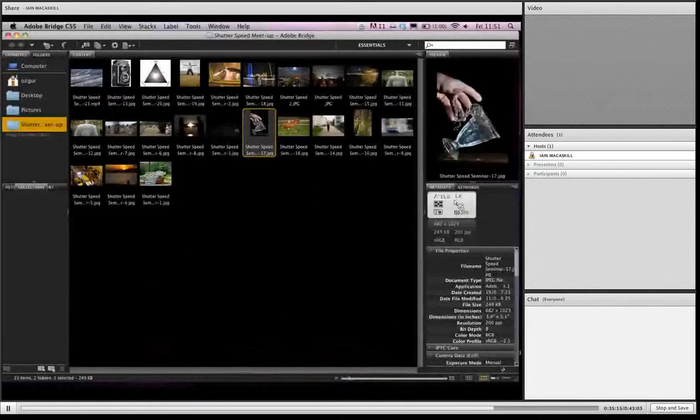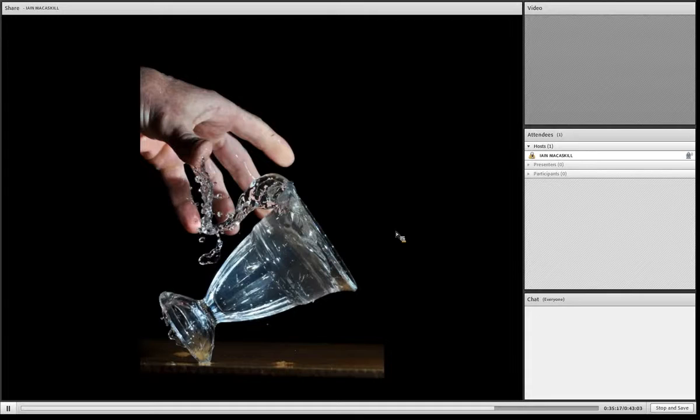So the camera was on a tripod, the exposure had been started, and the glass was dropped on the table, and as soon as the glass hit the table, the flash went, and it just captured that. Then the flash, of course, shut down. And although this was a long exposure, over a second, you can still freeze the motion, depending on how much light is available to you. Okay, I'll skip this one.